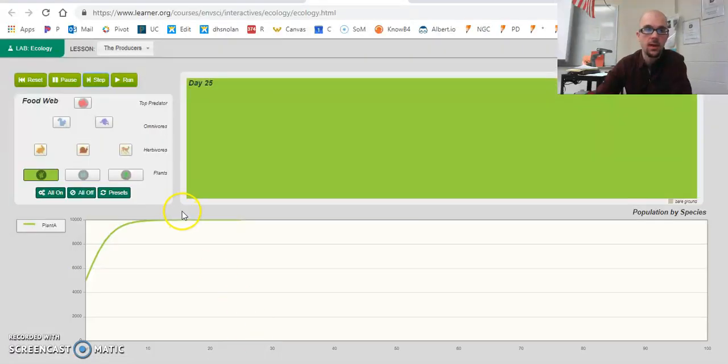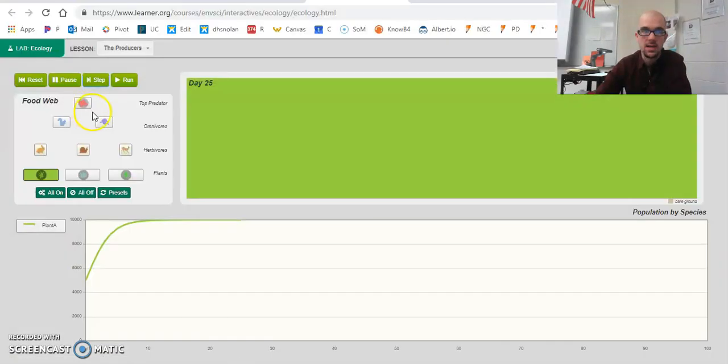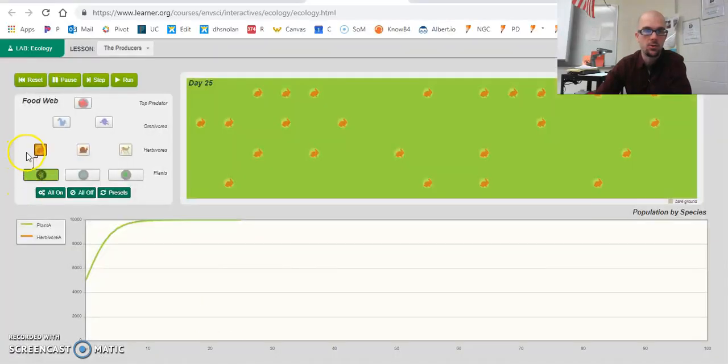So if I run back over here, I've got my day 25, it says do not press reset. I'm not going to press reset. Instead, I'm going to add my organism, click herbivore A, eats plant A. Notice my food web is set up exactly how it's asking me to set it up right here. Herbivore A is eating plant A. So now that I have that all set up, all right, good, I'm going to click run.